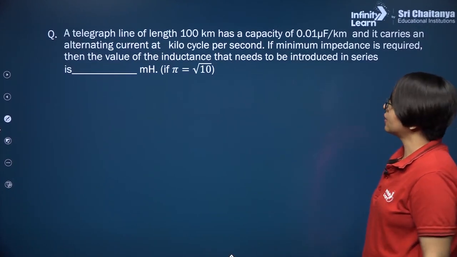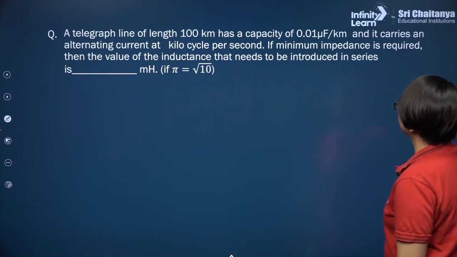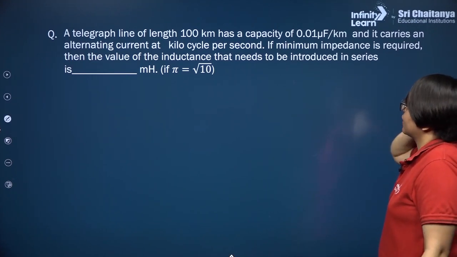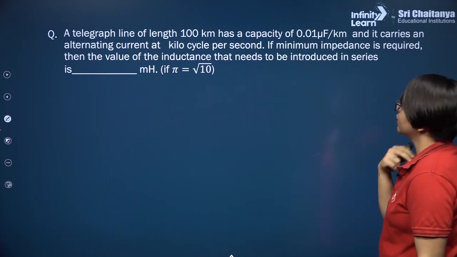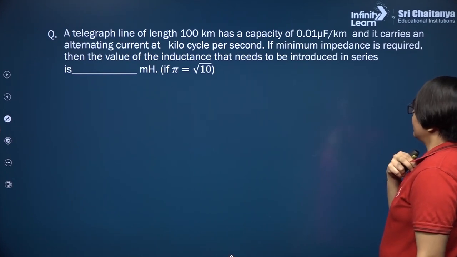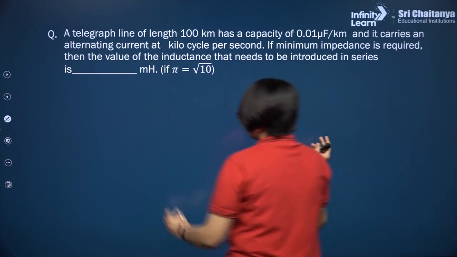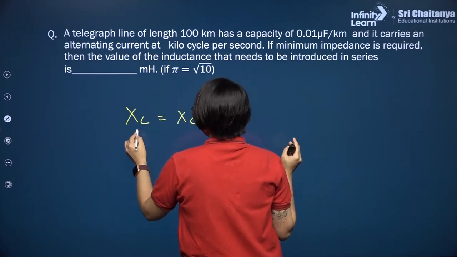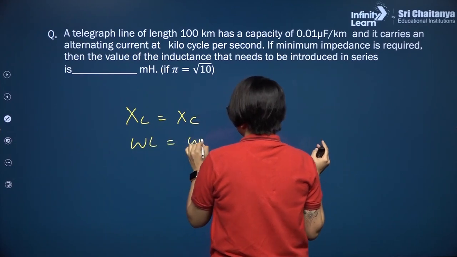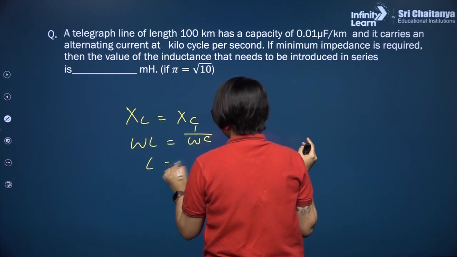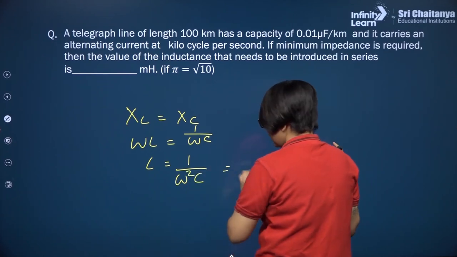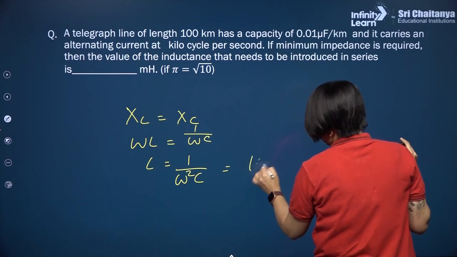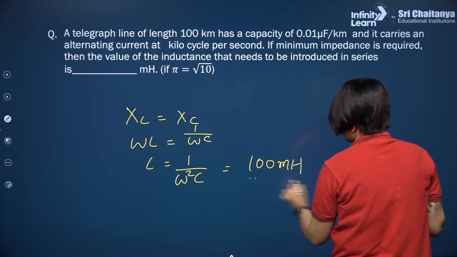Next is this one. A telegraph line of length 100 kilometer has capacity of this much and it carries an alternating current at this kilocycle per second. If minimum impedance is required, then the value of the inductance that needs to be introduced in series is. So, for minimum impedance, XL is equal to XC. Right. So, XL is omega L and that is equal to 1 upon omega C, right. So, L will be 1 upon omega square into C. When you put the value of omega and C in this formula, you will get this as 100 milli Henry.